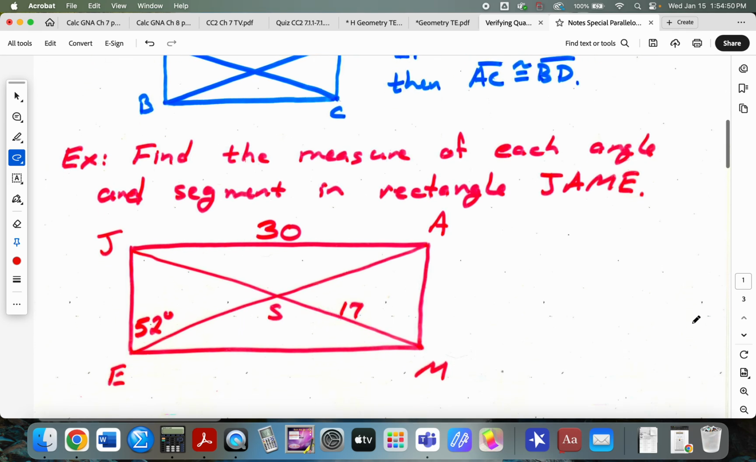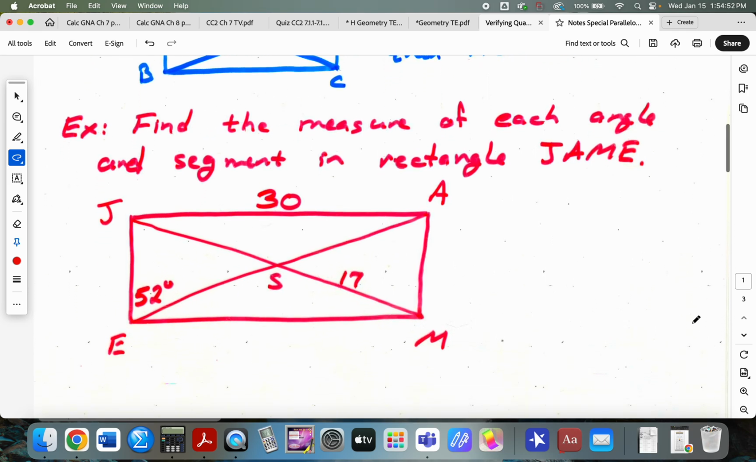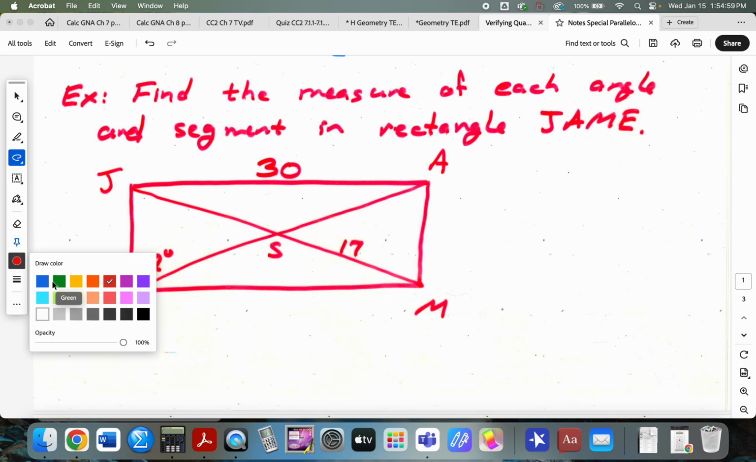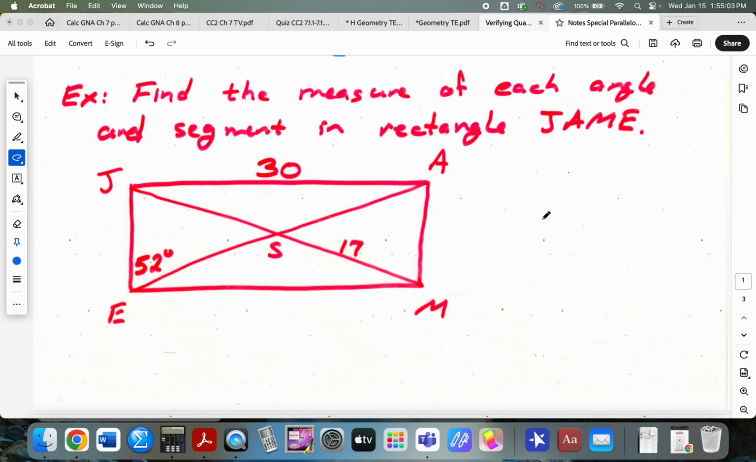So let's find the measure of each angle and segment in rectangle JAME. All right. Let's start with the angles. Remember, we know that this is a parallelogram because a rectangle is a special parallelogram. So things like alternate interior angles are still going to be congruent. So since this angle is 52, so is this one.